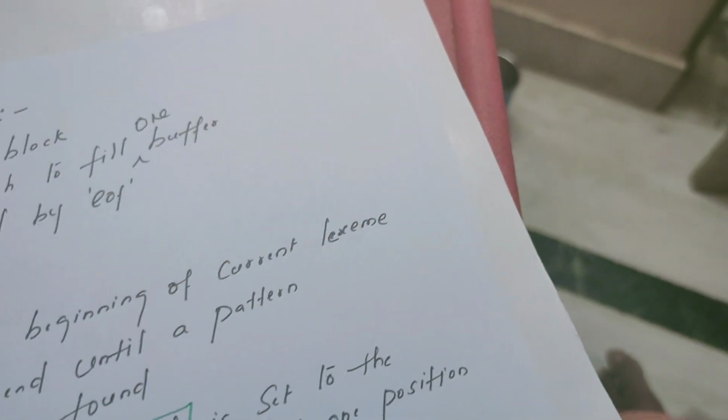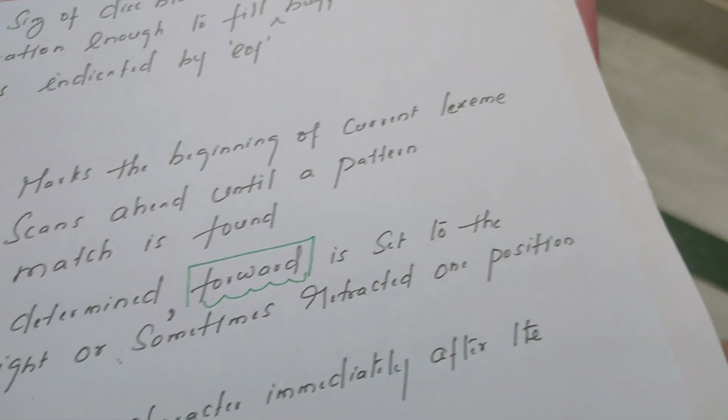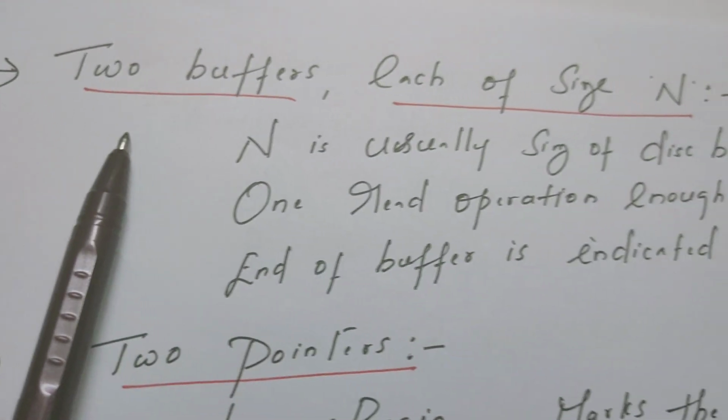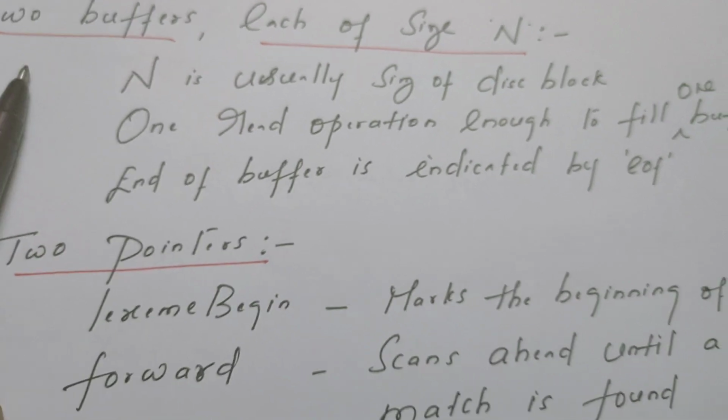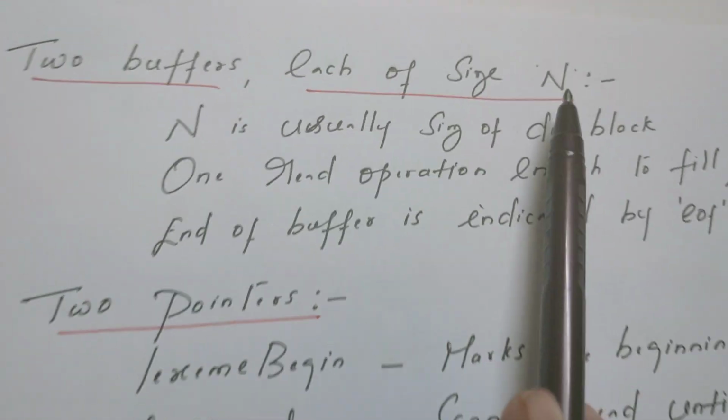Right. Now we understand the two buffer scheme. Two buffers are designed just to speed up the reading process. Two buffers each of size n.